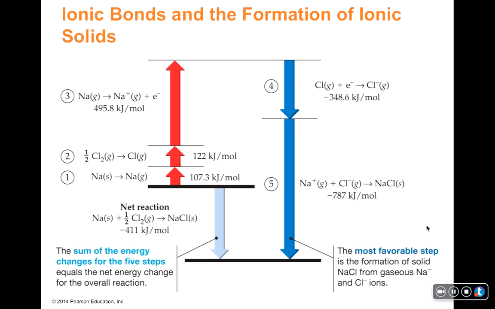For the net reaction, you can add all the reactions up. One way to do this is to actually write them all on top of each other, and then anything that's on the left and right hand side of an arrow will cancel each other out, and you will end up with the net reaction that you see there: solid sodium and half chlorine gas giving you the sodium chloride solid.